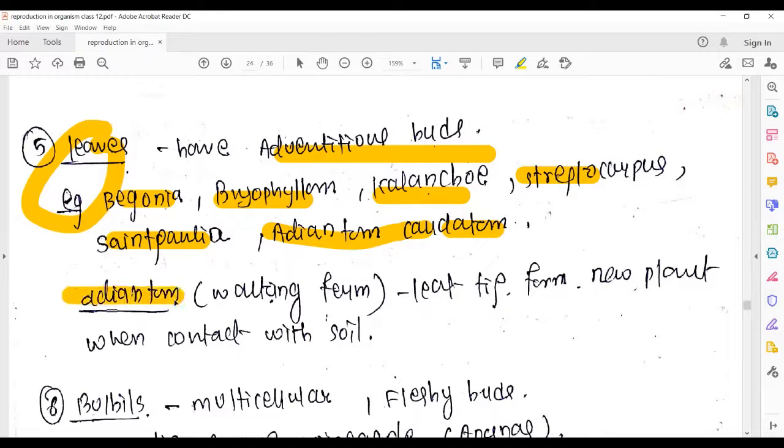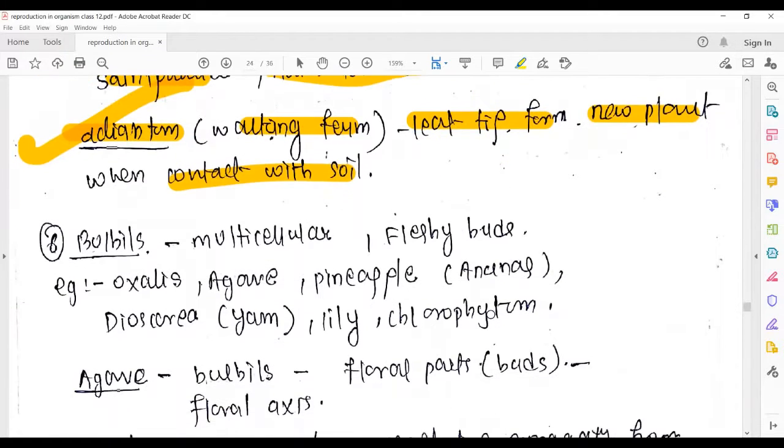Adiantum, which is commonly called the walking fern, also forms a new plant at the leaf tip when it comes in contact with the soil. So this is one special example, Adiantum, where the leaf tip comes in contact with the soil and develops as a new plant. A very important example, you can say.